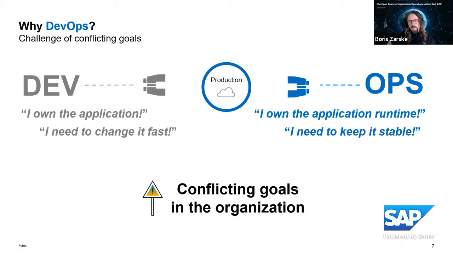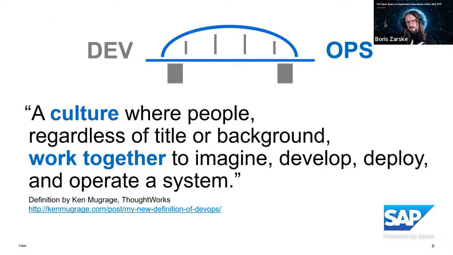And that's an archetype of typical conflicts we see in siloed organizations where we have different goals and speak different languages. Now DevOps is an approach to overcome those silos by having cross-functional teams. Here I've shown one definition, because there are a lot of different definitions out there, but this one is from Ken Margaret from ThoughtWorks, according to which DevOps is a culture where people, regardless of title or background, work together to imagine, develop, deploy, and finally operate a system.